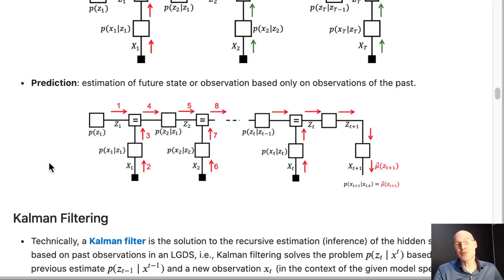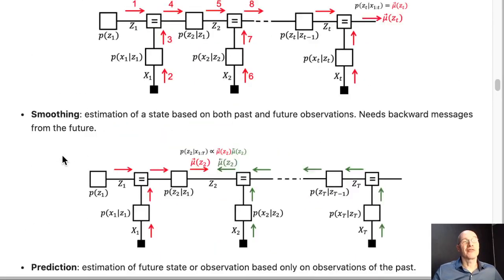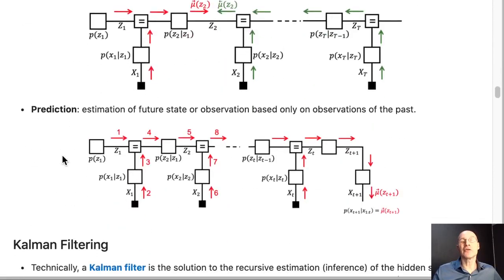So whether you do prediction or smoothing or filtering, whatever you do, in the end, all you do is look at the variable that you're interested in and pass messages from the terminals of the graph towards that edge, and that solves your problem.